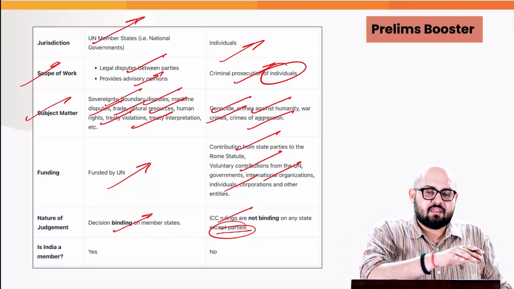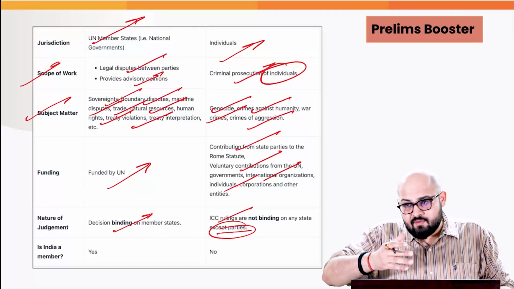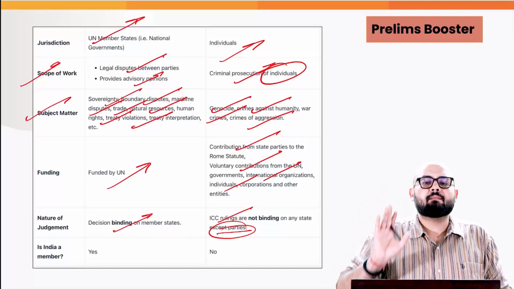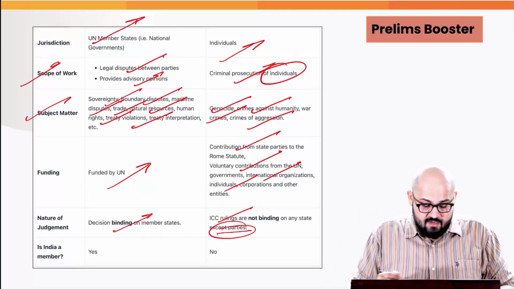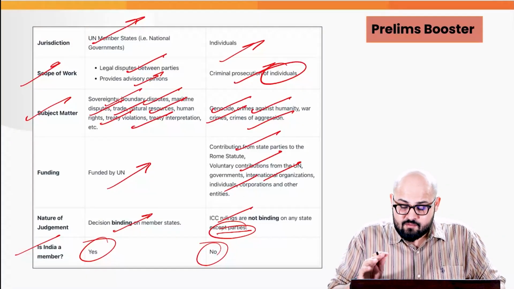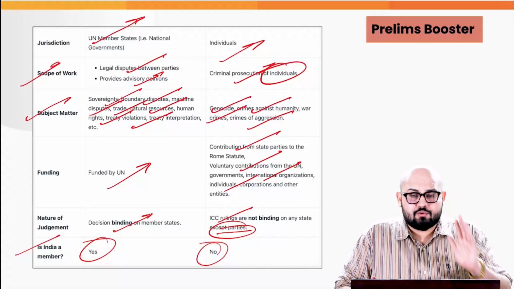And that's the reason Viktor Orban has said that we are going to come out of the ICC, right? Because if they are a party to the ICC, they will have to abide by its directives. That you must understand. Is India a member? India is a member of the ICJ, but not the ICC. That is what you need to know with respect to this article. Let's go to the next article.